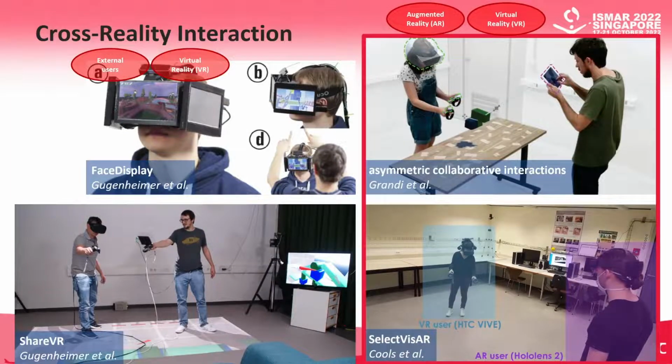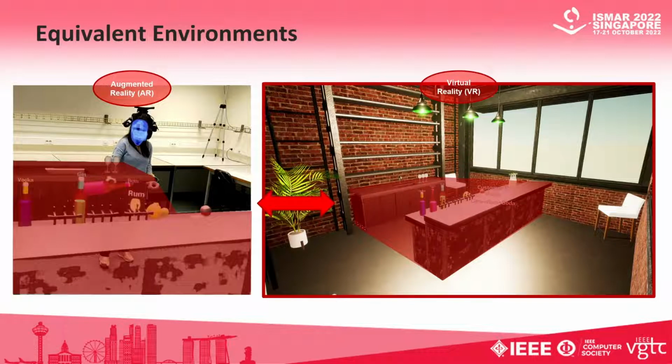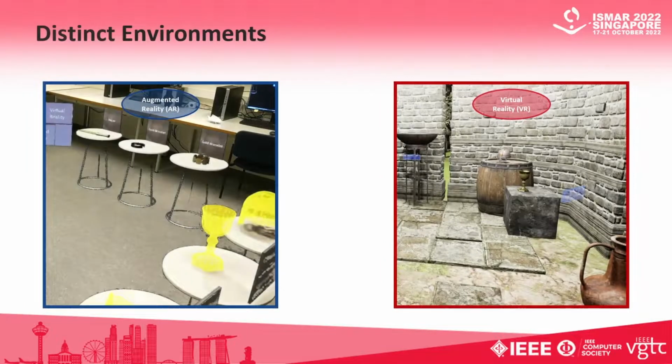So in this AR-VR case, we investigated how we could filter a virtual environment to show it to an augmented reality user. And we did this by just selecting objects to show to the AR user. And in this case, we say that the environments are equivalent because all objects from the augmented environment are in the virtual environment. Now, not always will these environments be equivalent, so they can also be distinct.